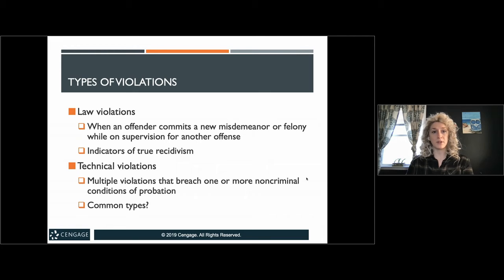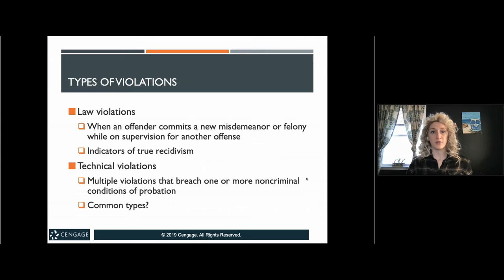So what are the different types of violations that we can have? There are two main categories. You have law violations and technical violations. Your law violations are simply when an offender commits a new misdemeanor or felony offense while they're under supervision for a different offense. These are your true indicators of true recidivism. Is the offender actually engaging in more crime?